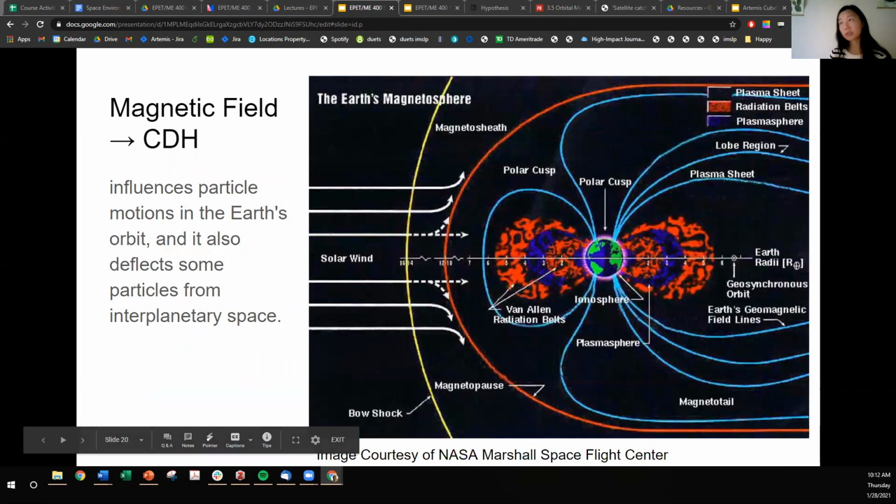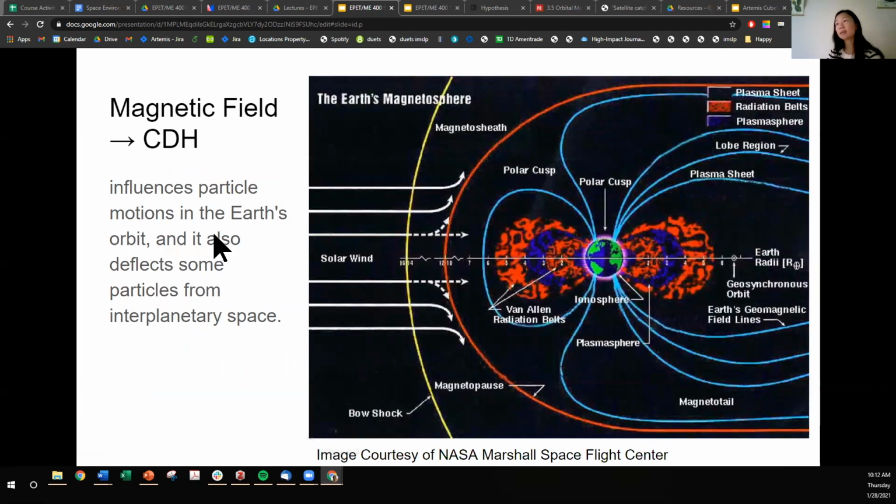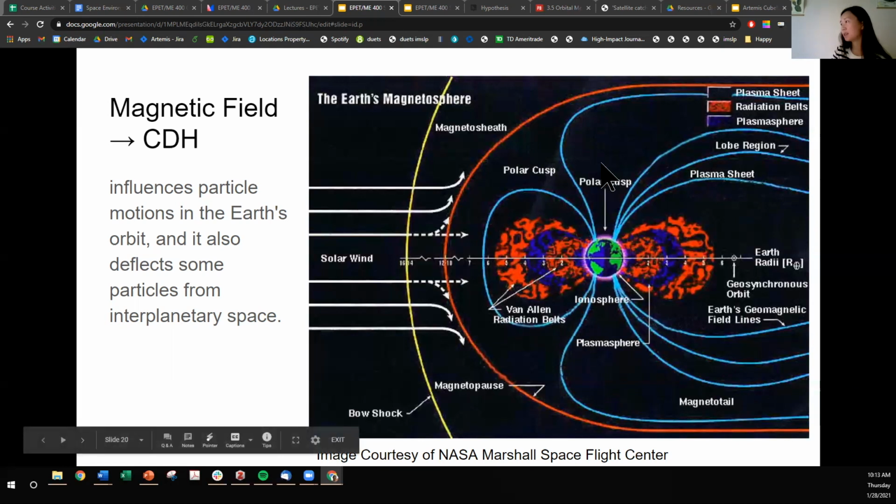The magnetic field also affects our command and data handling subsystem. The geomagnetic field influences particle motion in the Earth's orbit, and it deflects some particles from interplanetary space. So in this case, the magnetic field helps the spacecraft's health. The geomagnetic field would have a dipole shape, except for the solar wind that distorts the geomagnetic field into a parabolic shape. So you can see this solar wind pushing this geomagnetic field into this interesting shape.